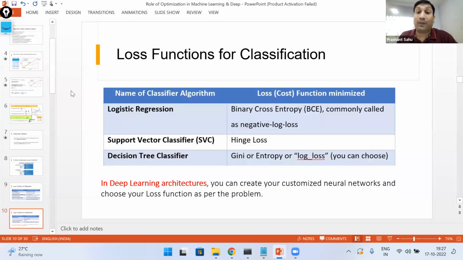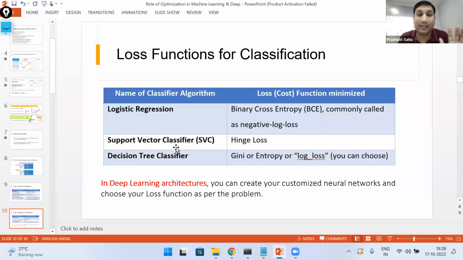For classification problems, logistic regression uses binary cross entropy error. I'm not going to explain what this is; it is similar to your log loss. Anyone who knows logistic regression definitely knows what binary cross entropy error is. That is 1 by n summation of minus y log p minus (1 minus y) log (1 minus p), where p is the probability that a data point belongs to the default class, and that probability can be obtained from your sigmoid function. So in a way, that's a log loss.